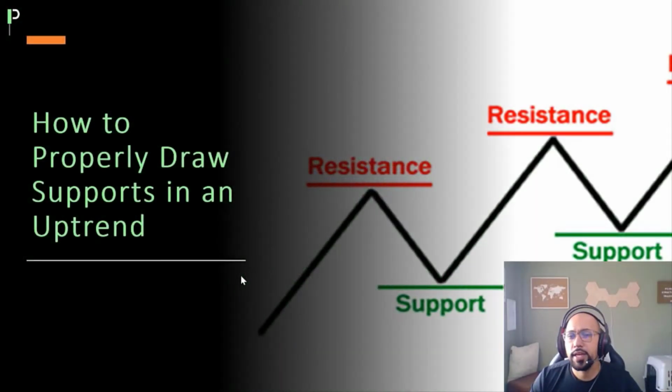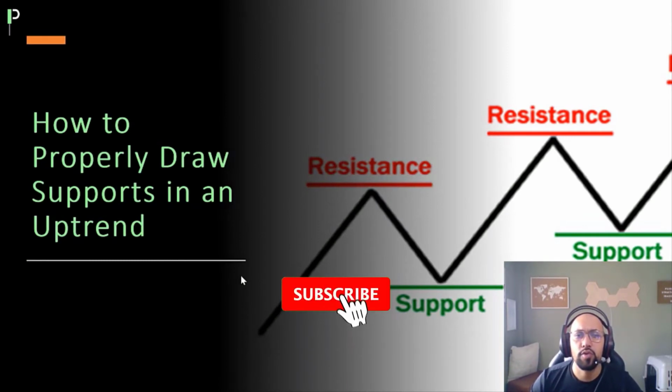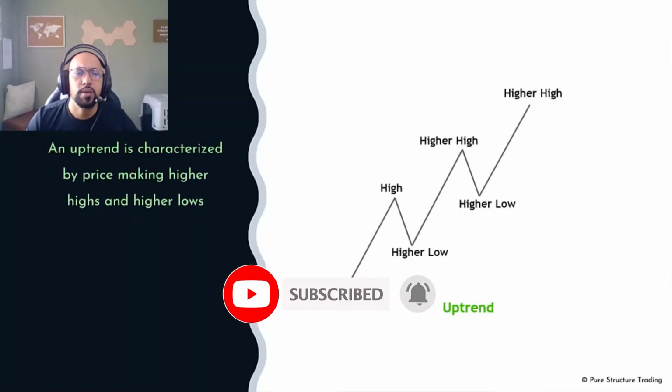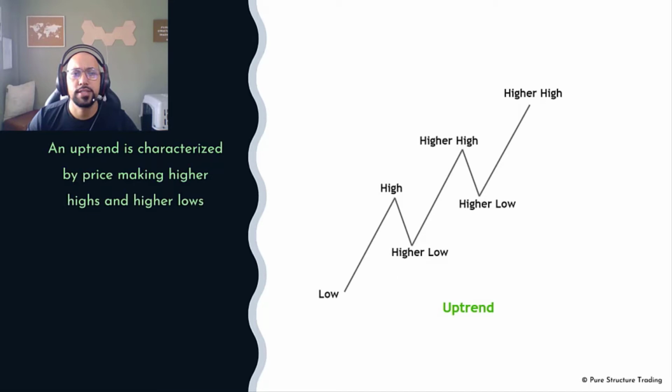Now, before we get into what this actually looks like on the chart and how to apply it, let's go over what exactly is an uptrend. Let's help you guys define that. So an uptrend is characterized by price making higher highs and higher lows. As you guys can see to the right of this screen here, we have an image that defines that for you. So you can see this low and a push higher, obviously a higher low, and then another push higher, higher low, higher high, and that's basically what an uptrend is characterized or defined as: higher highs and higher lows.